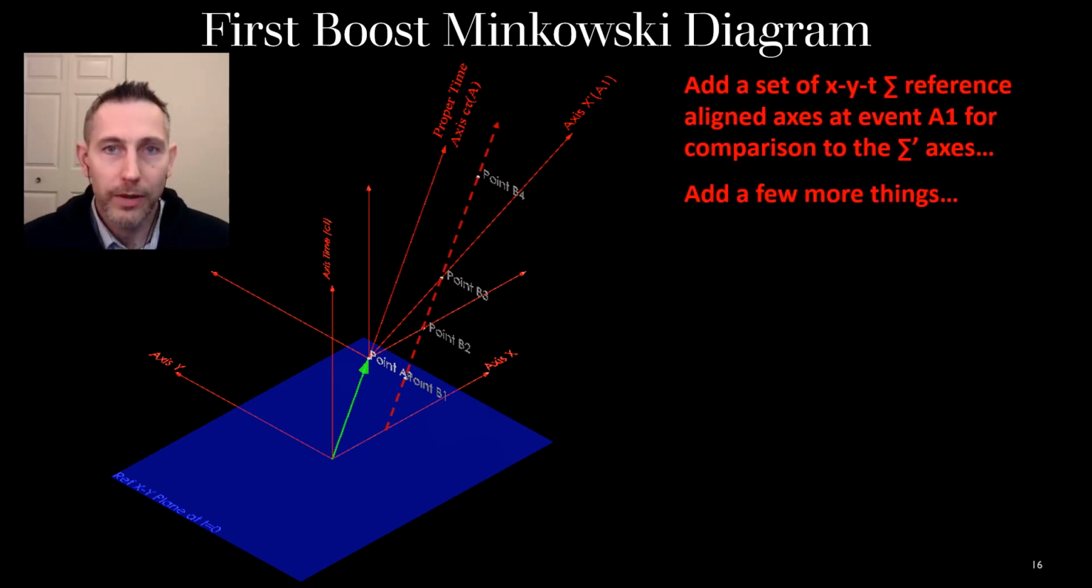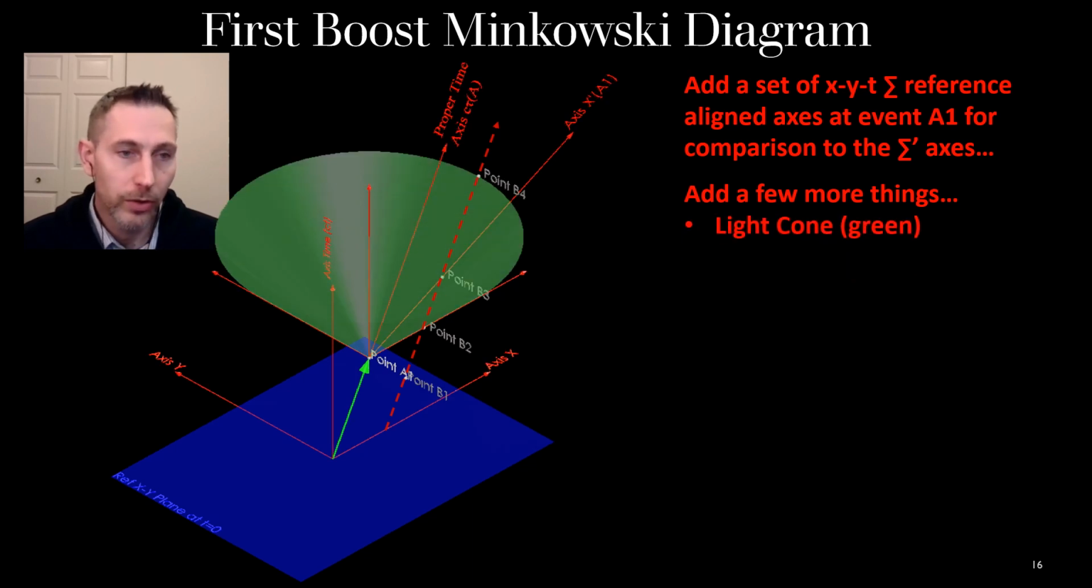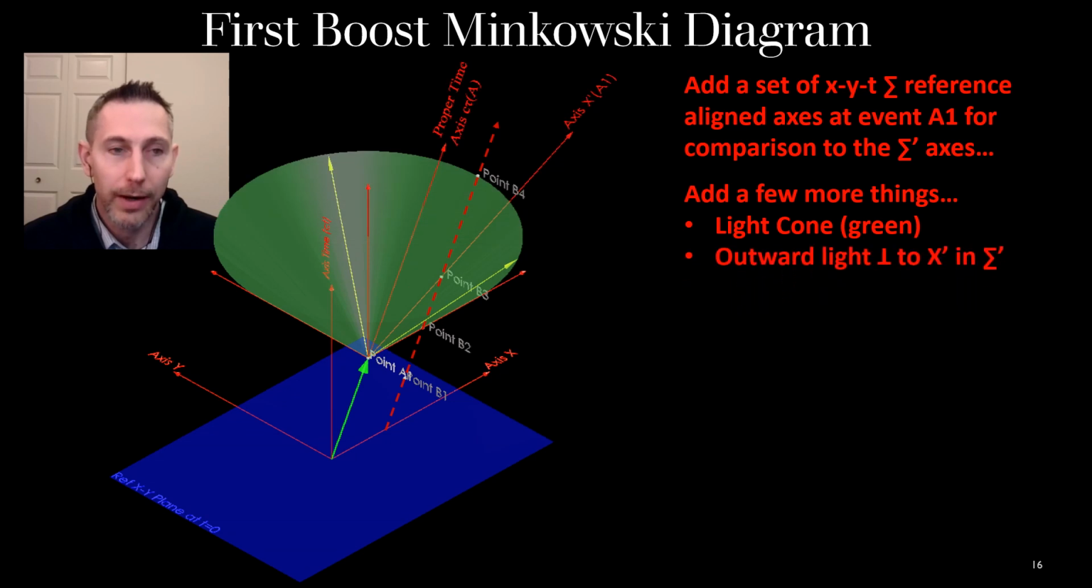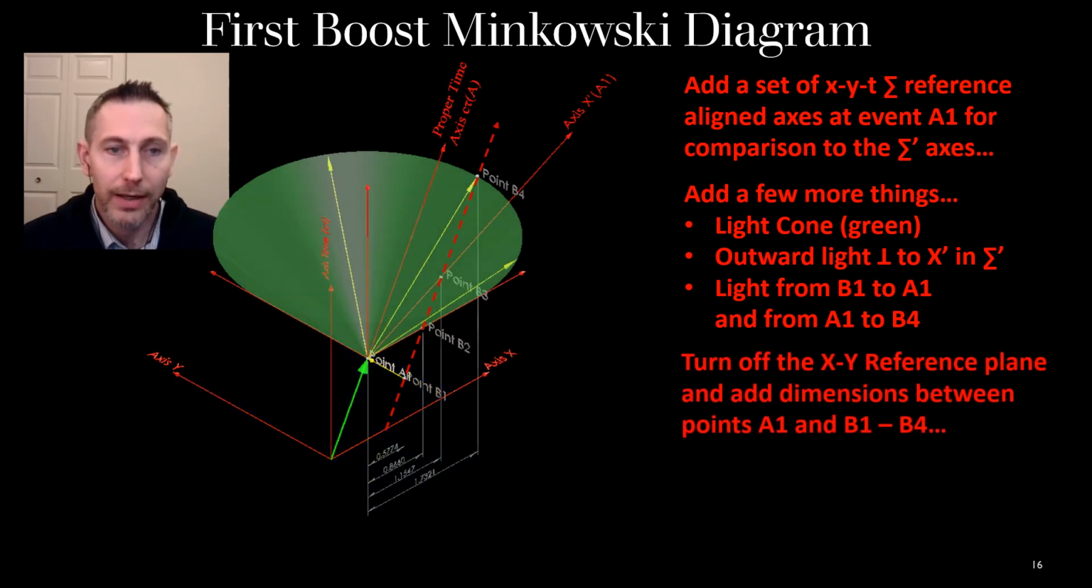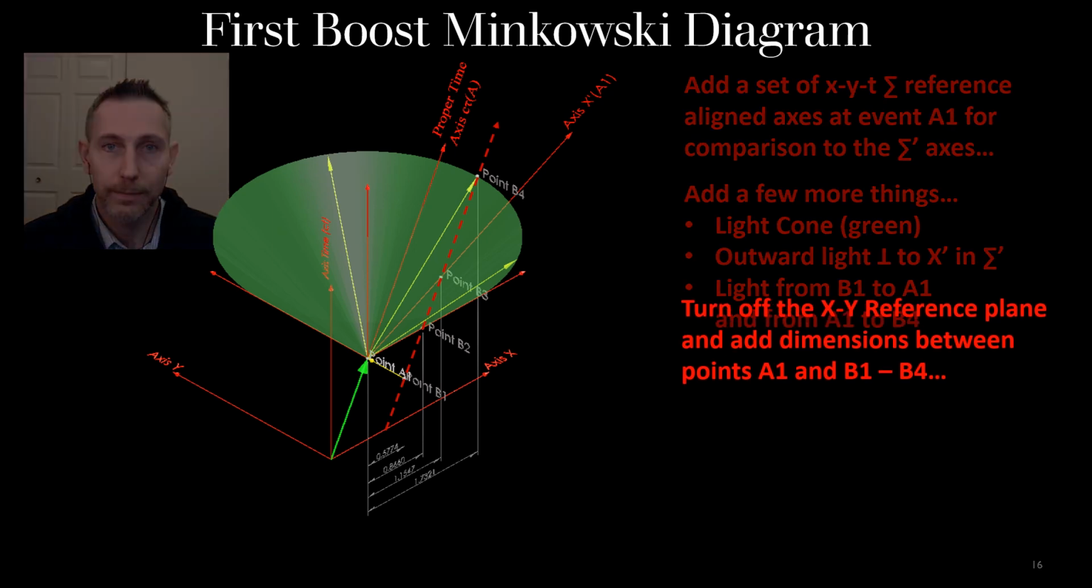Let's add a few more things to help us understand Minkowski spacetime. A light cone in green, outward light perpendicular to x prime in sigma prime, a light ray from B1 to A1 and then from A1 to B4, and then we'll add dimensions aligned along the x-axis.